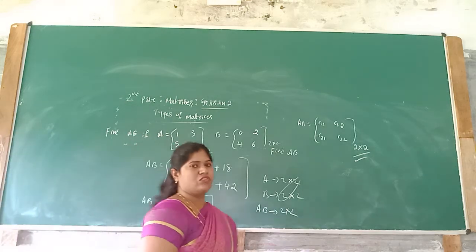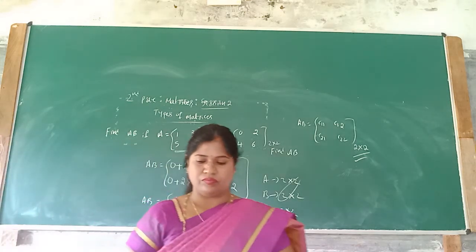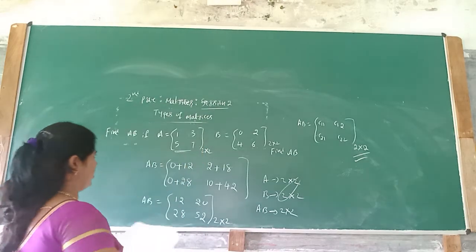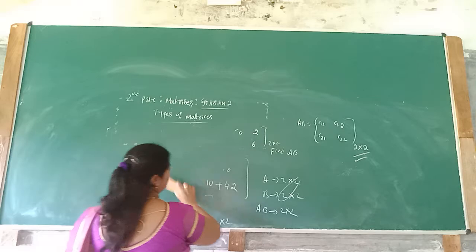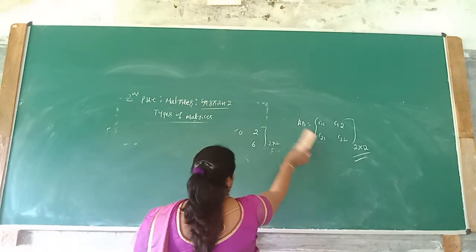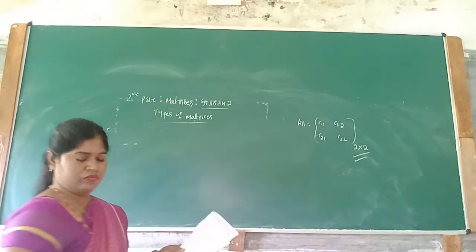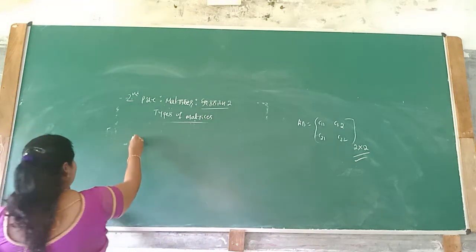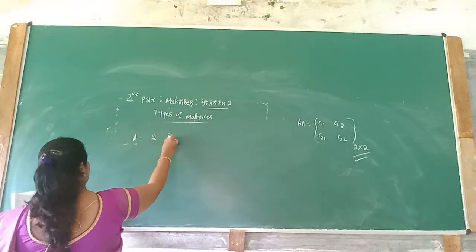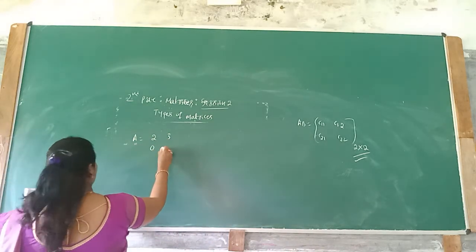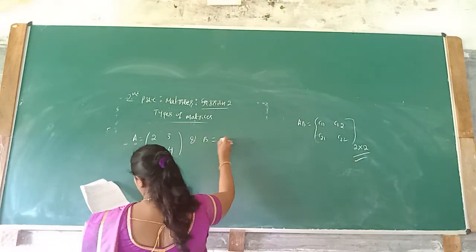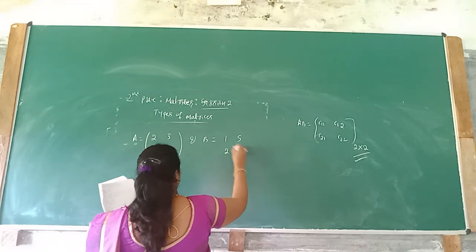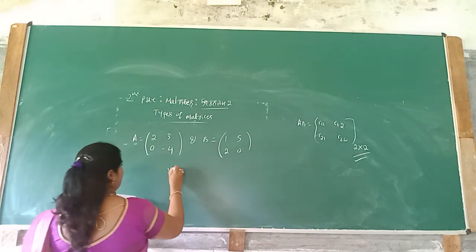We will continue the class in the next class. You can try this problem at home. Otherwise, I will show it tomorrow. A is equal to [2, 3; 0, -4] and B is equal to [1, 5; 2, 0].